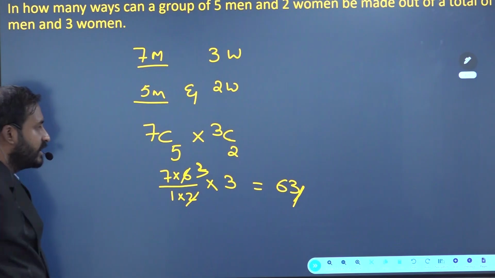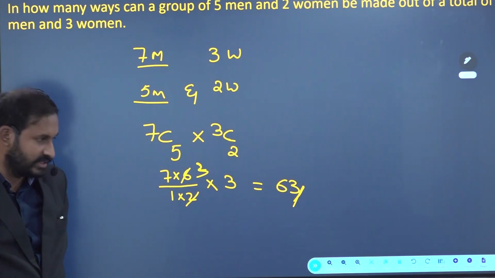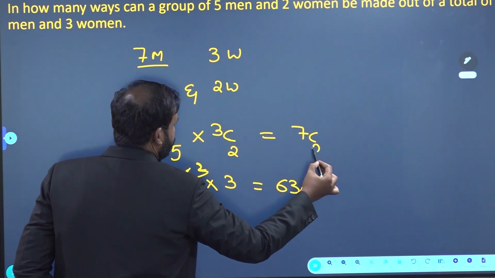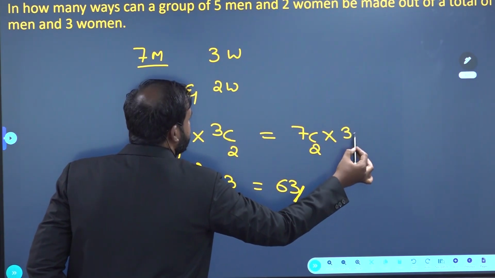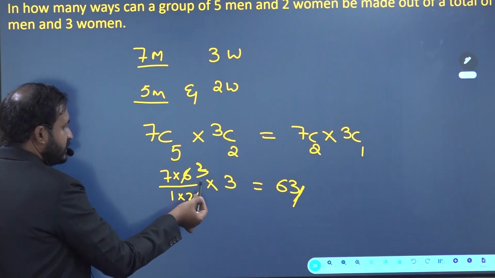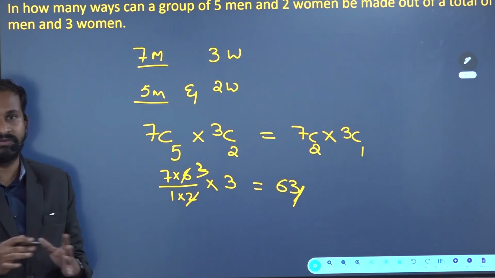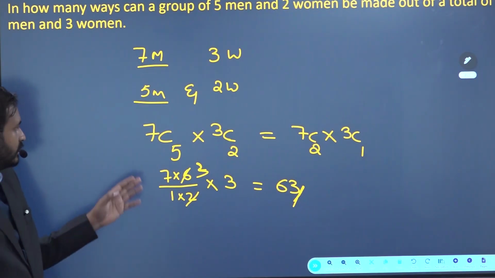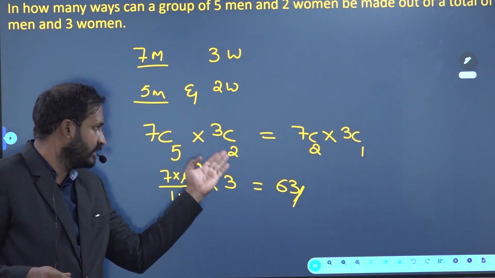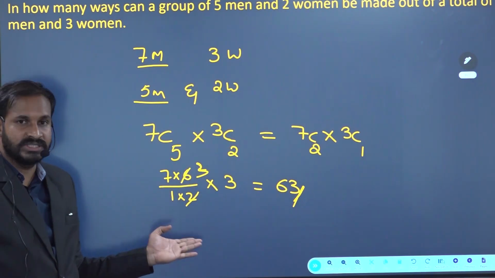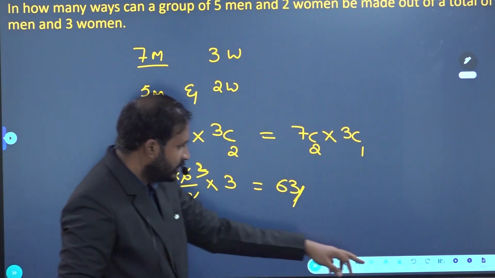So in how many ways can we pick the group? In 63 different ways. See here, students, what I have written: 7C5 means 7C2, into 3C2, which I am writing as 3C1. That is the reason I have written 7 into 6 by 1 into 2 into 3. If you know these things, you will get the answer very quickly. 7C5 is also equal to 7C2, 3C2 is also equal to 3C1. 3C1 means 3, 7C2 means 7 into 6 by 1 into 2. Understood? Next one.